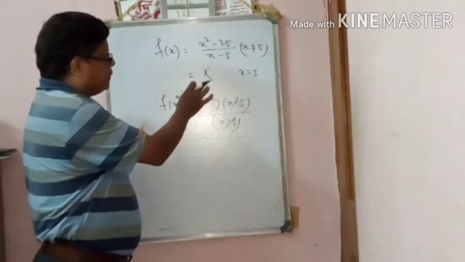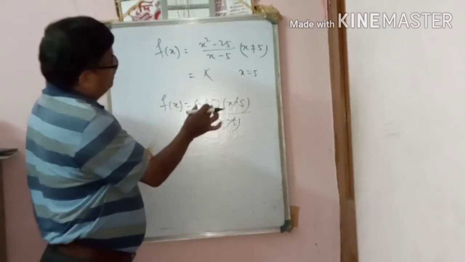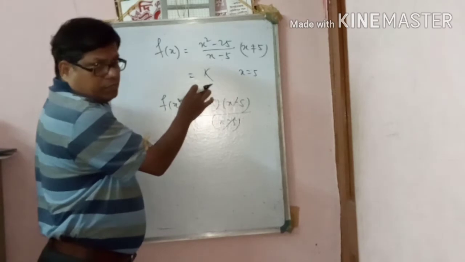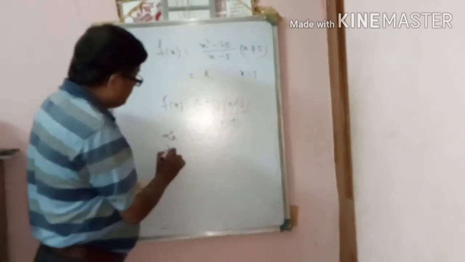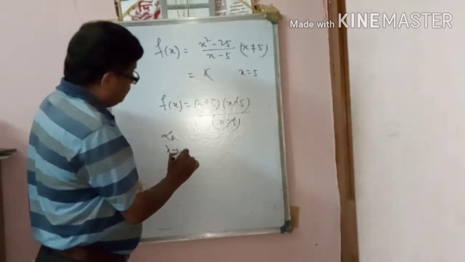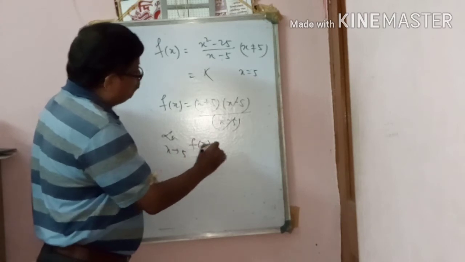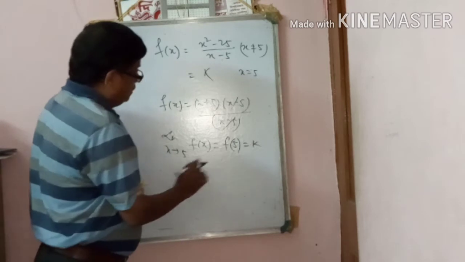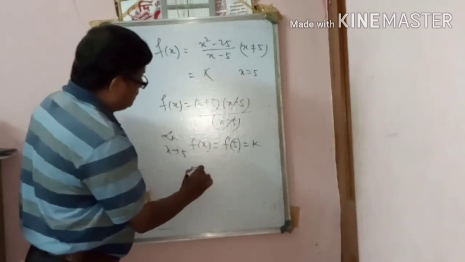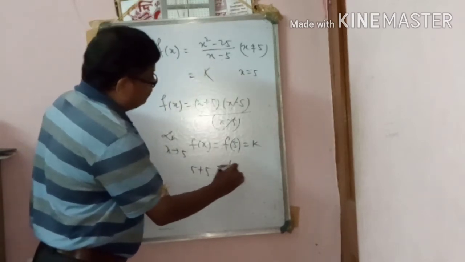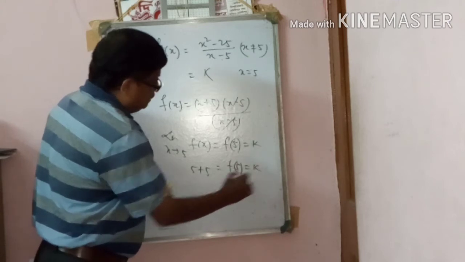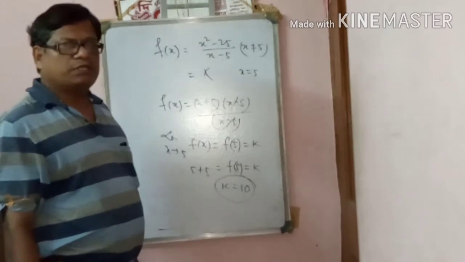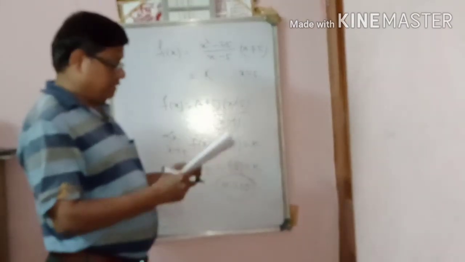All of you know, it equals f of our function, so we put the direct value here. If we put x equal to 5, then the function is continuous. So limit x tends to 5, f of x equals f of 5. The value is k. So you put here x plus 5, 5 plus 5 equals f of 5 equals k. That is k equals 10. So a very easy sum.